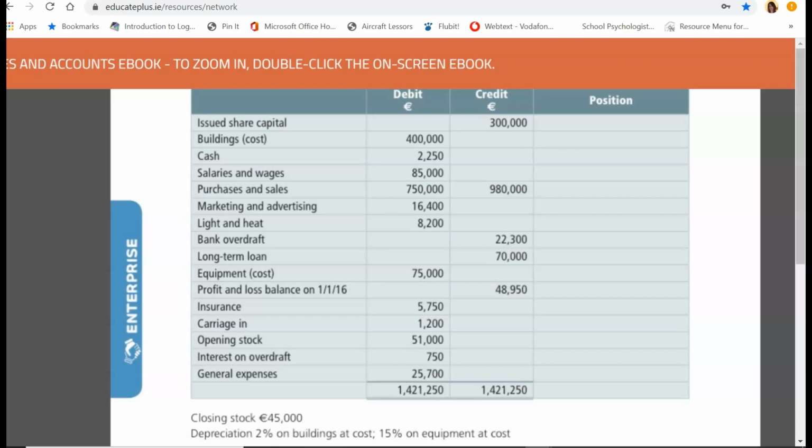Okay, so this is the first time you attempted to prepare the entire final accounts. Your income statement 1, your income statement 2, and your statement of financial position all together. And I would imagine that you found this task tough, okay, but you're going to get better at it. That's the thing, you're going to get better.